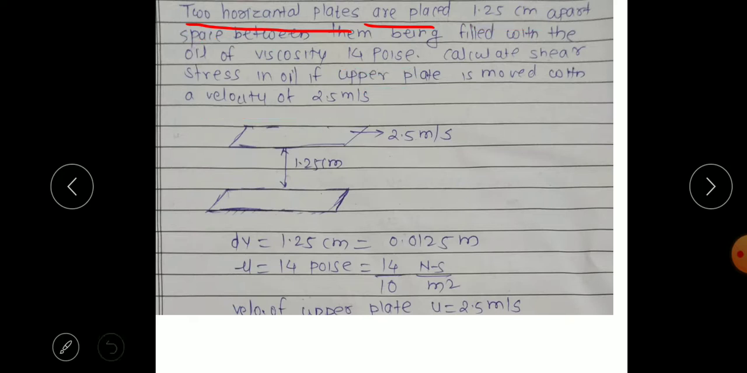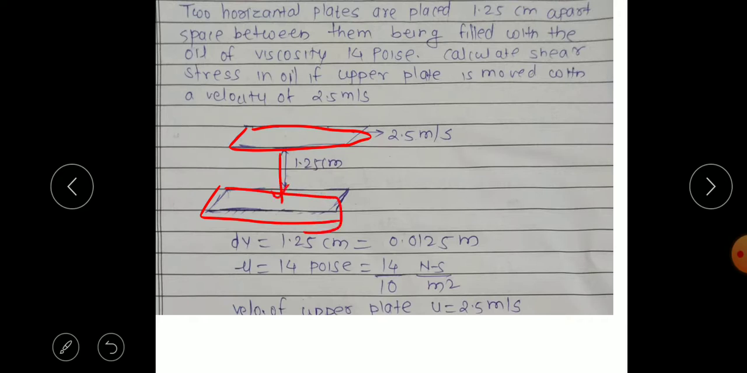So two plates are given. This is the top plate moving with 2.5 meter per second, and this is the bottom plate. The gap between these two plates is 1.25 centimeter. Means this plate is moving with respect to this stationary plate, and the gap is filled with the oil. That viscosity is 14 poise is given.